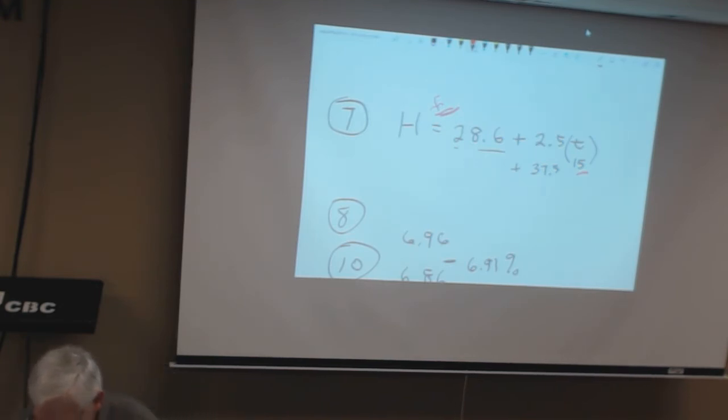Now let's get your calculators out. If I take 15 times 2.5, I get 37.5. And if I add to that 28.6, I get 66.1. And that will be one of the answers on the test. And you go, aha, that's my answer.